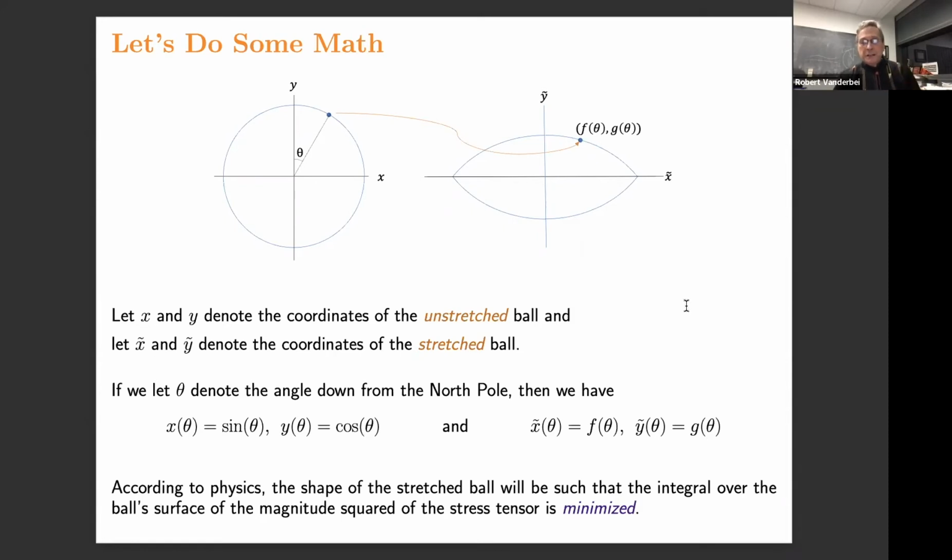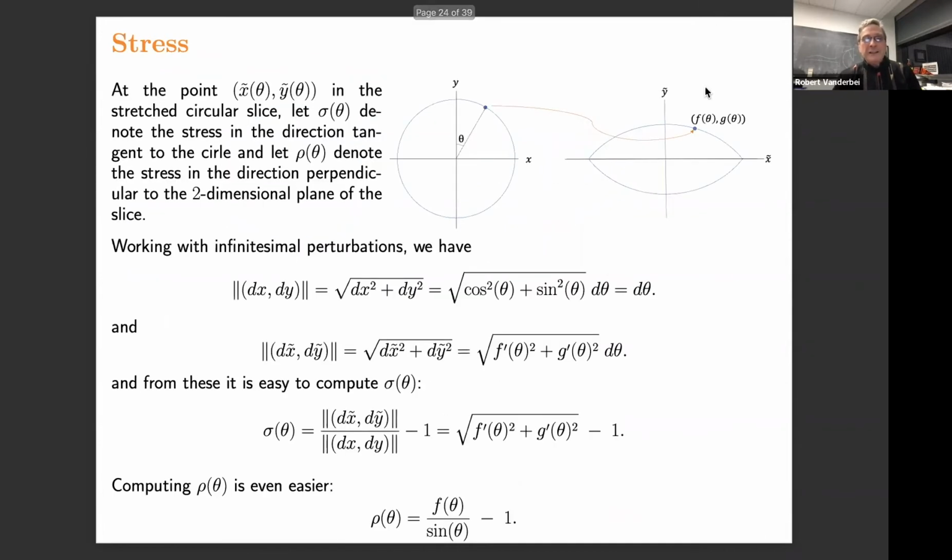We need to understand the stress minimization problem. According to physics, the shape of the stretched ball will be such that the integral over the ball's surface, the whole two-dimensional surface of the ball, of the magnitude squared of the stress tensor is minimized. That's one of the things I like about physics. Understanding and describing real physics often involves minimization problems. And since I'm an optimization person, there's lots of interesting things in the physics world. And this is one. So let's go into the details here.